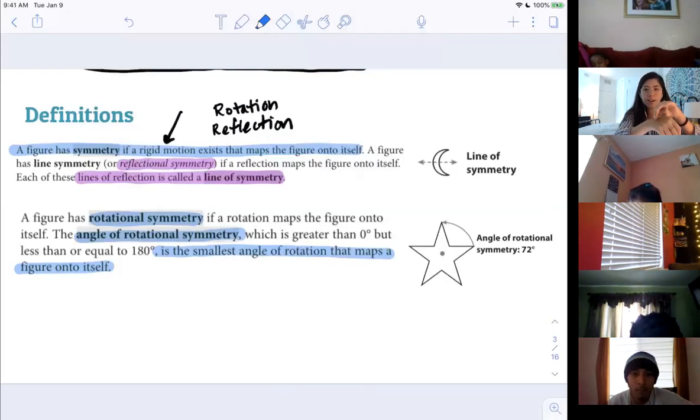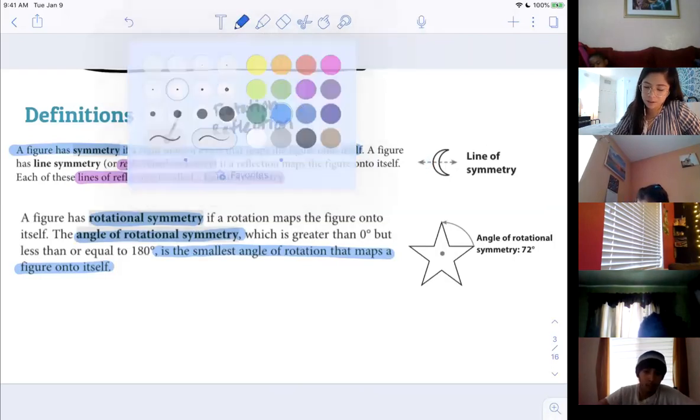So as you guys are writing down these two, or well, technically 4 definitions, I want you to pay attention to the two images to the right. So the little moon shape has a line where you can cut it in half and you have the same thing on both sides. So for my moon, the line of symmetry is the one that cuts it in half this way.